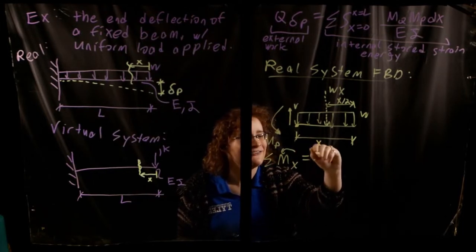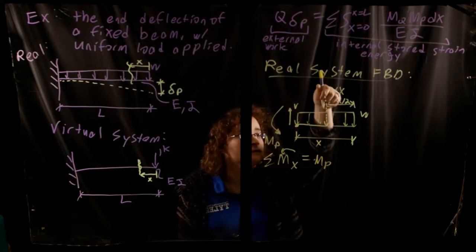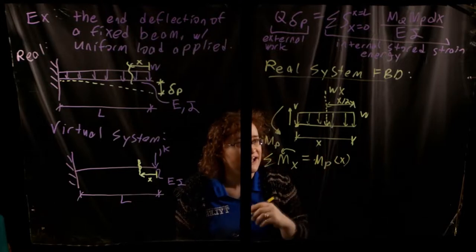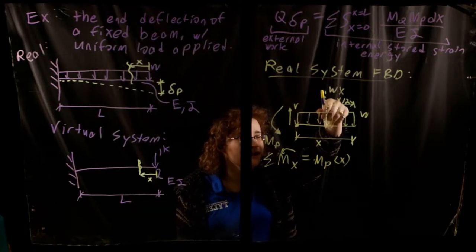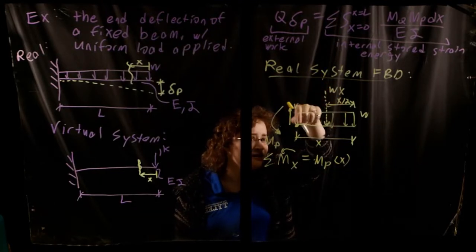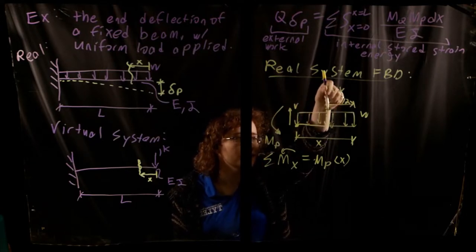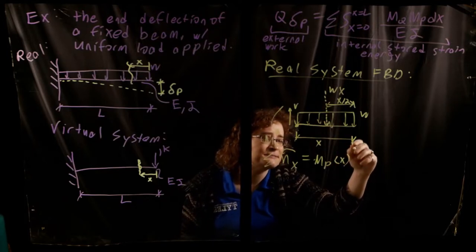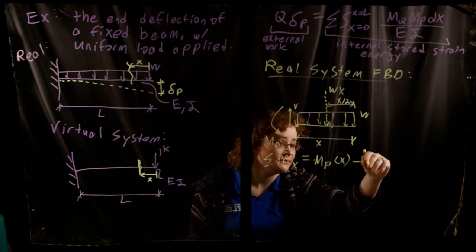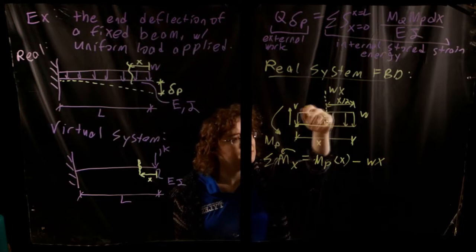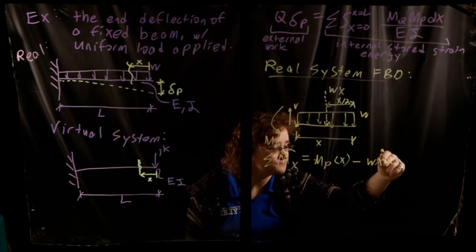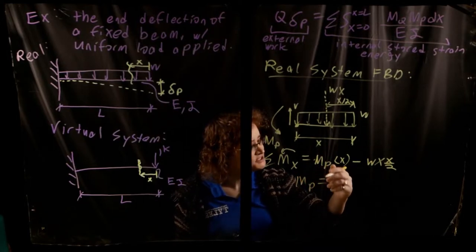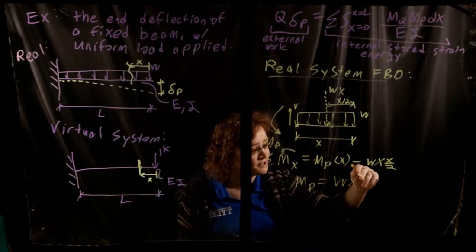So we have MP, our moment, MP. And I'm going to make it clear that's a function of x. Then in the clockwise direction, I'll have the moment caused by the distributed load. And that's going to be minus Wx times a moment arm length of x over 2. Or in other words, MP is just equal to Wx squared over 2.